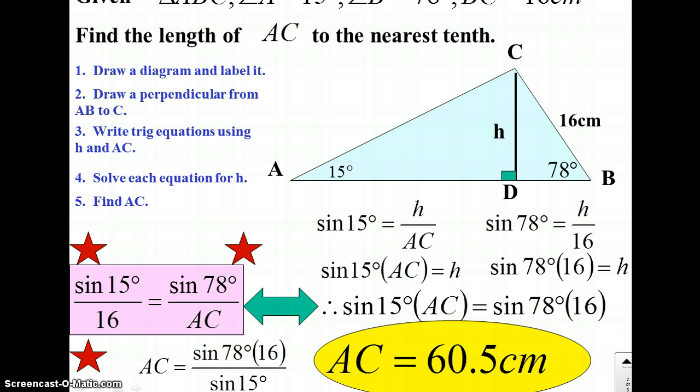We had to make right angle triangles in there. We had to solve two equations for different variables. It's got to be an easier way, and yes, there is. We call that method the law of sines.